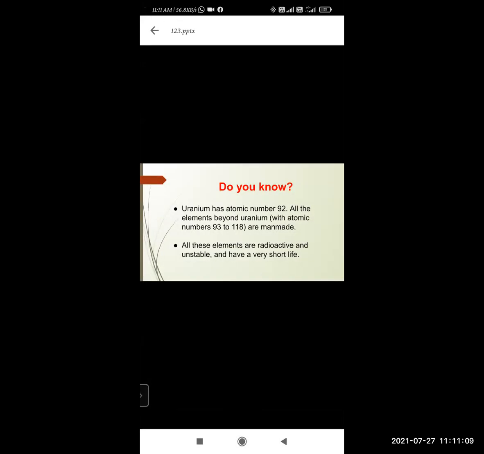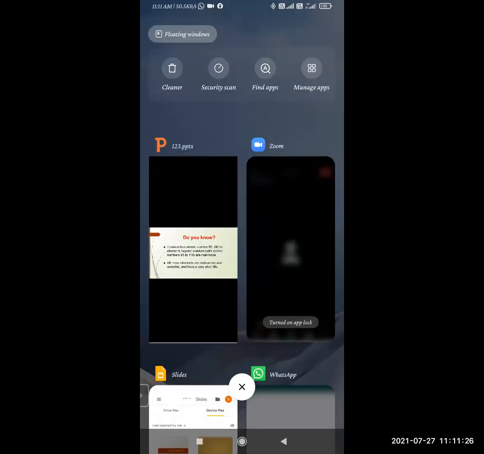Whatever elements are present beyond it, they are man-made. All these elements are radioactive and unstable and have a very short life. So these elements are radioactive, they are unstable and have a very short life. Clear? So this is extra information given about uranium.